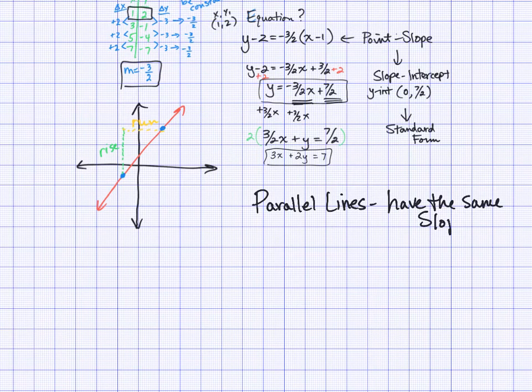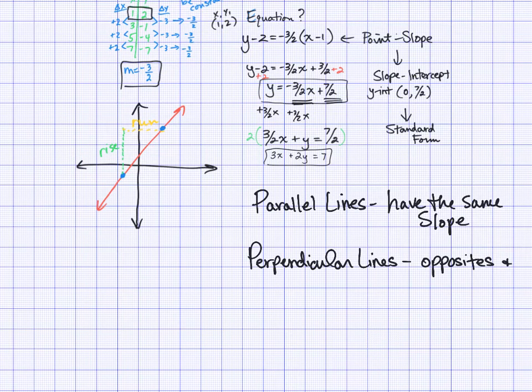They have the same slope. Perpendicular lines, on the other hand, will cross, right? Their slopes are going to be opposites and reciprocals. Opposite and reciprocal slopes. And what does that mean?